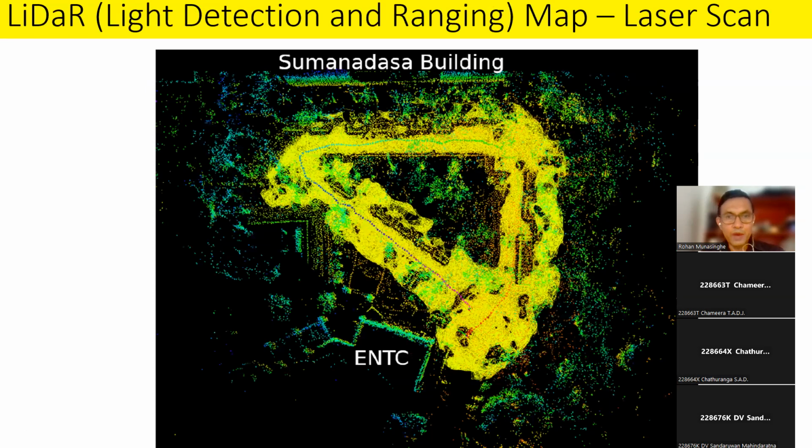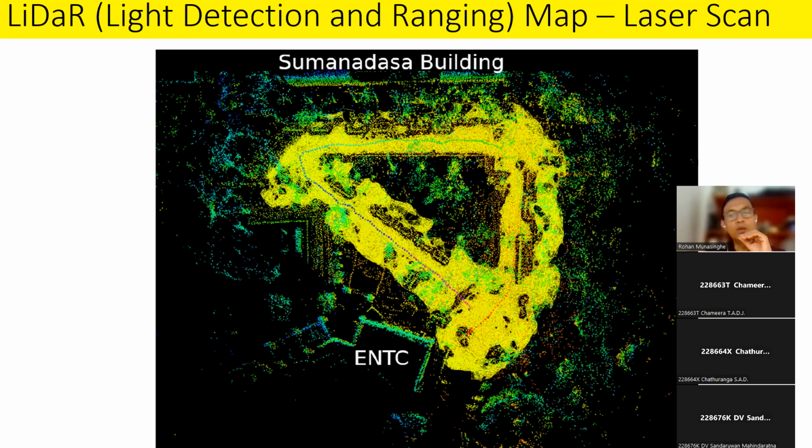Now, this is a LiDAR map. You can see the buildings familiar to you, Sumanadas building and ENTC building, right? You can see green colored dots, yellow colored dots, and red dots. These red dots are the positions of the robot. At each position, it scans around 360 degrees and marks on the map what it sees. And it knows the distance also because these are laser beams, laser ranges. So depending on the time to reflect, it knows how to calculate the distance.